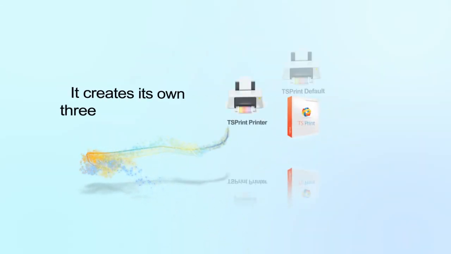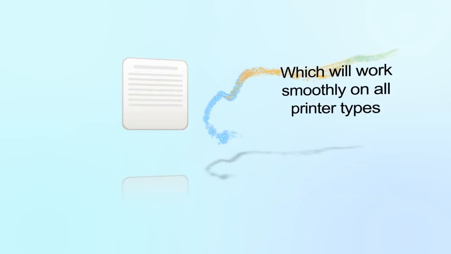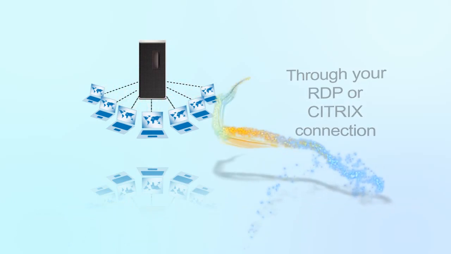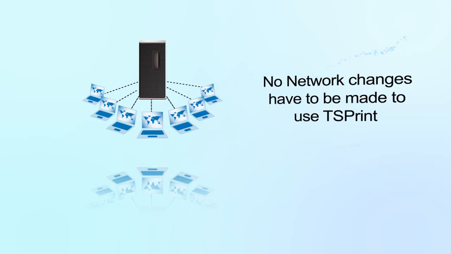When you install TSPrint, it creates its own three virtual printers. Once you print to them, the print job is converted to a file format which will work smoothly on all printer types. After the print job is created, it gets additionally compressed, which further reduces its size. Once ready, it's tunneled through your RDP or Citrix connection. Because of this, no network changes have to be made to use TSPrint.